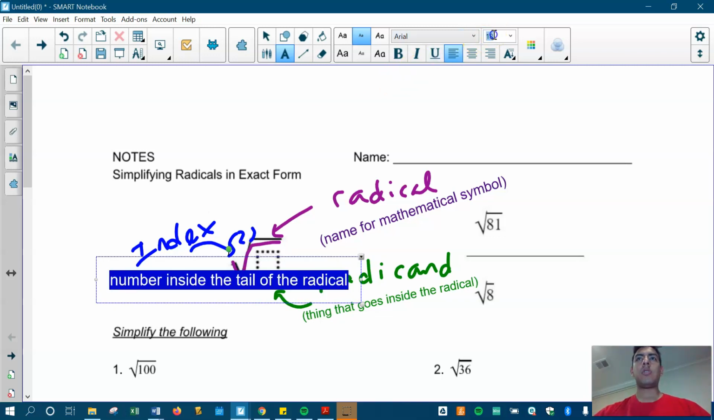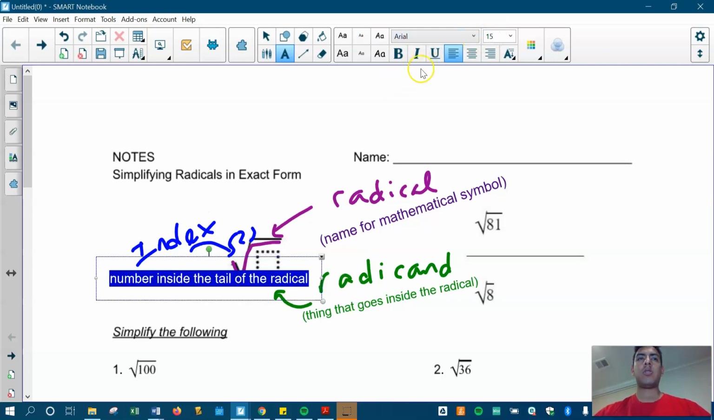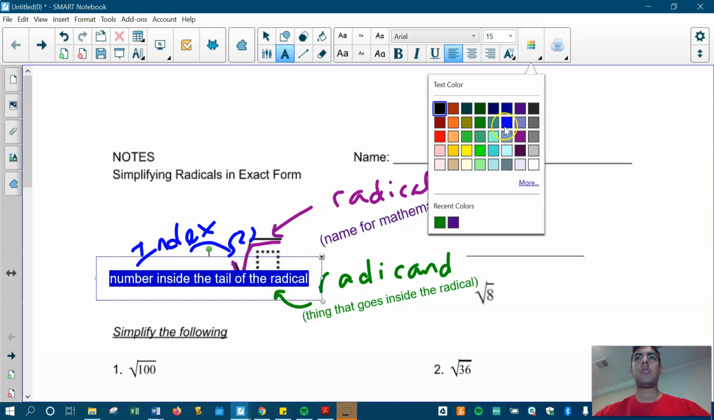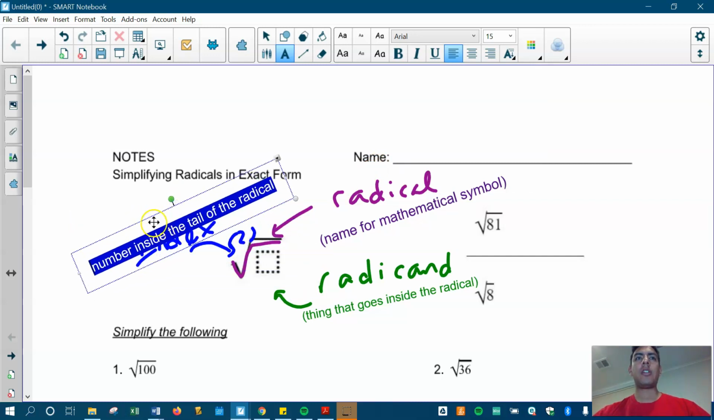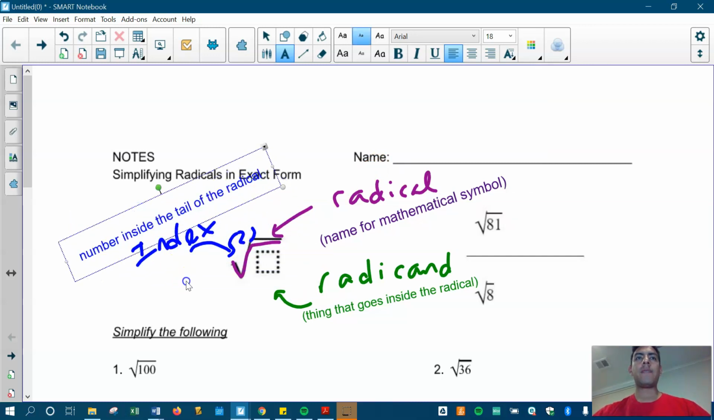Ooh, that's going to be a long, long sentence. Let's just reduce that size, turn it a different color, and let's move it and just make it look at a cool angle. Oh my gosh, look how cool that angle is.